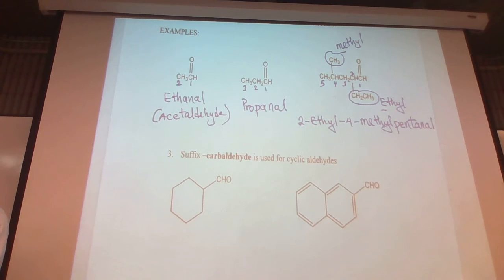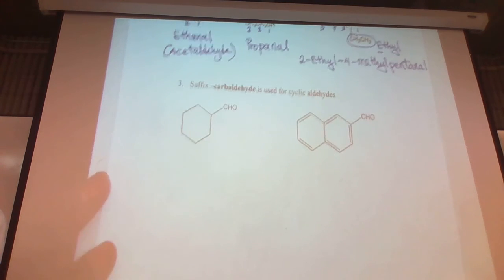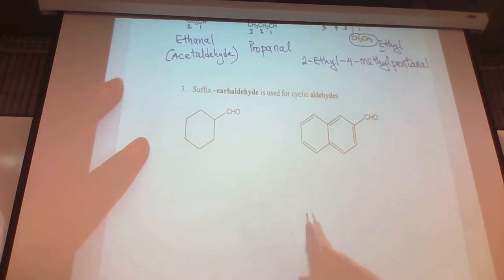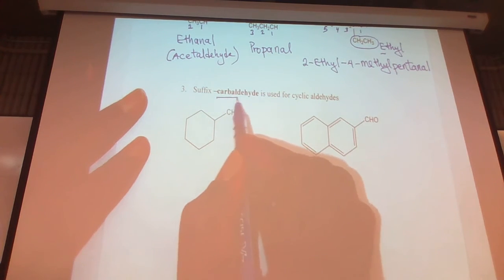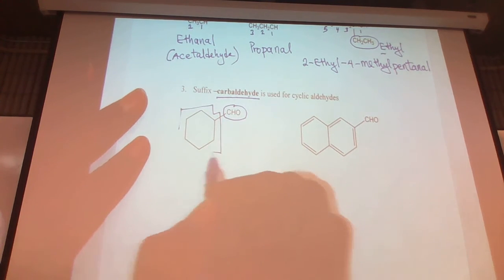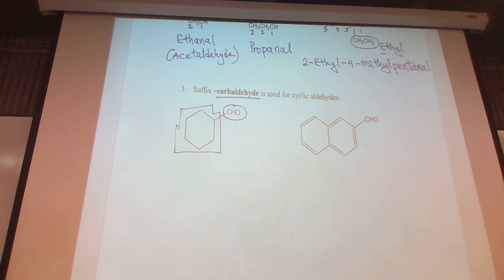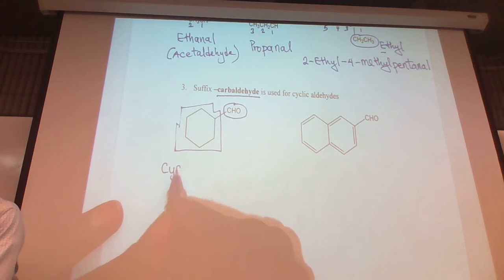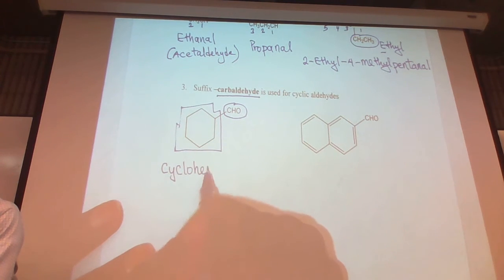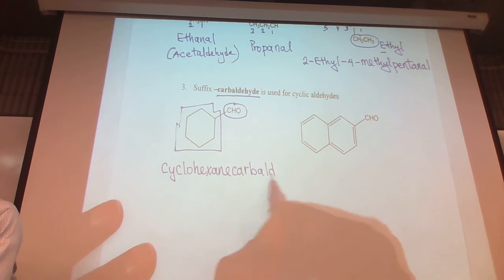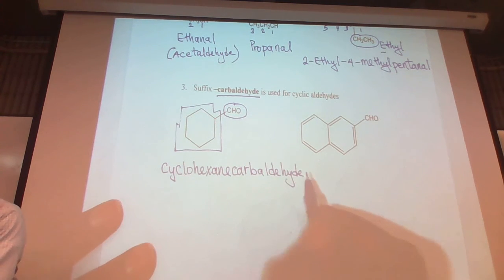So if it's a cyclic aldehyde, okay, you're going to add carbaldehyde to the name, so you're calling this carbaldehyde, and then you identify what the cyclic group there is. Okay, so this is a cyclohexane carbaldehyde. Okay.